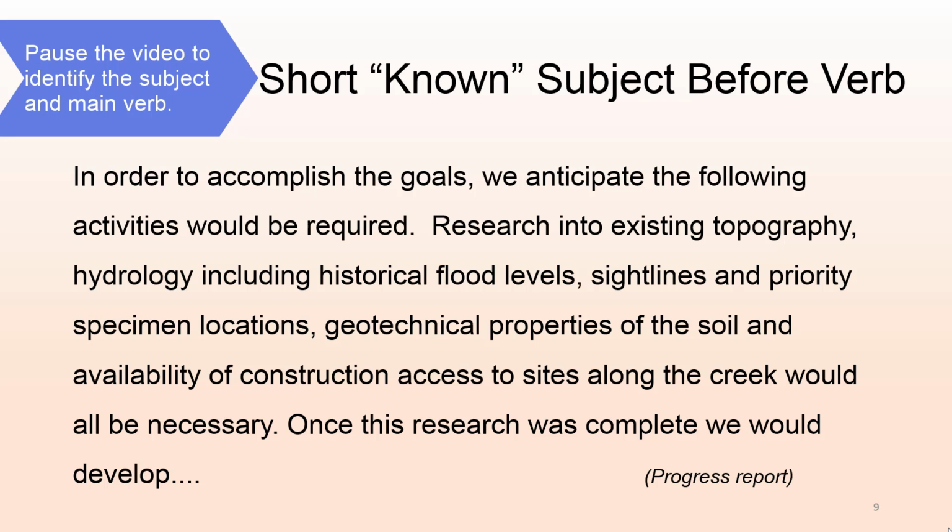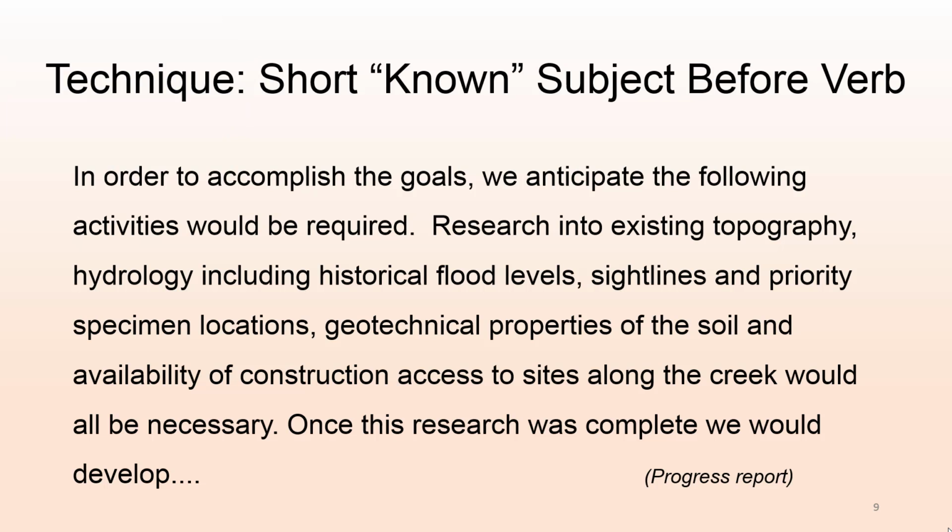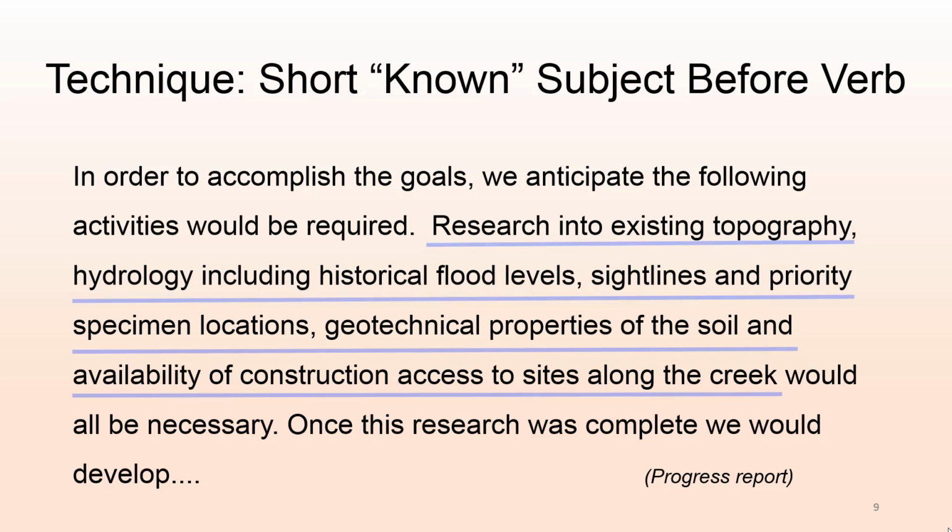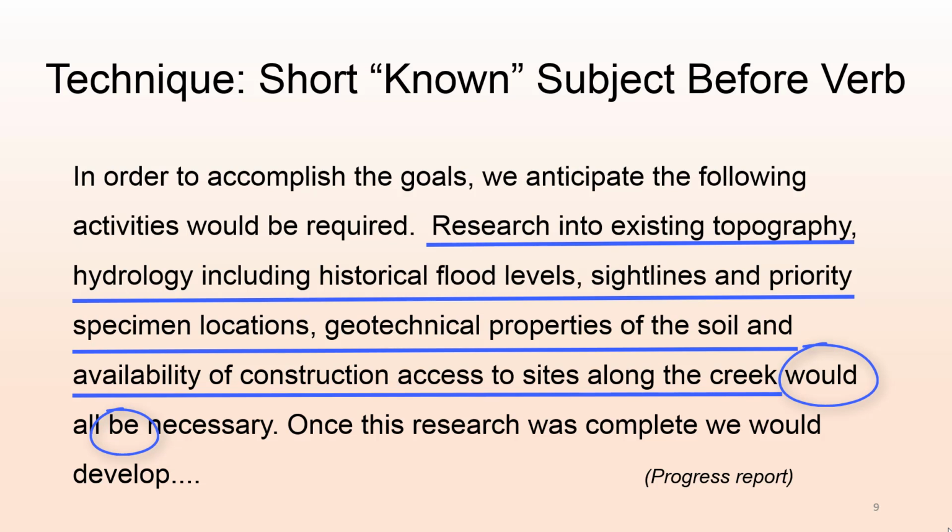Pause the video to identify the subjects and main verbs of this example. Write the example down and underline the subject and circle the main verb. In this example, you should have underlined research into existing topography, hydrology including historical flood levels, sightlines and priority specimen locations, geotechnical properties of the soil and availability of construction access to sites along the creek as the subject, and circled would be as the main verb.